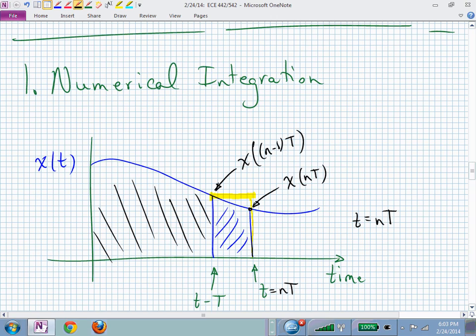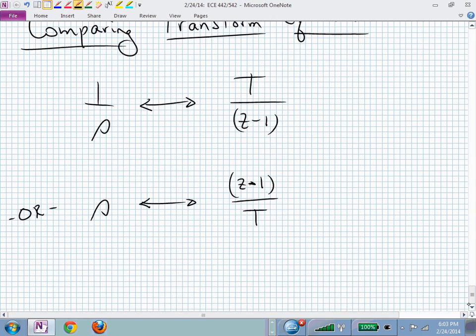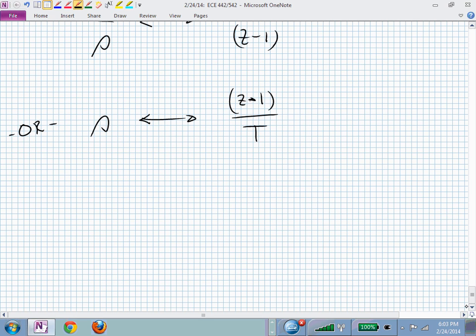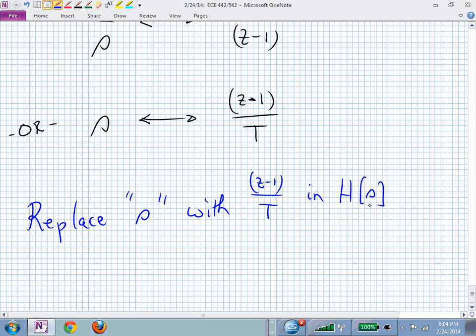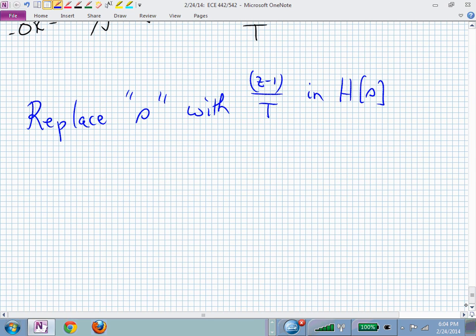But we'll look at more issues somewhat related to that, but let's just look at what we can find doing this approach. But first, let me just tell you what I tried to say in words before. What we want to do to find an H of z from an H of s is replace s with z minus 1 over T in whatever transfer function somebody gives us, capital H of s, to actually obtain capital H of z.